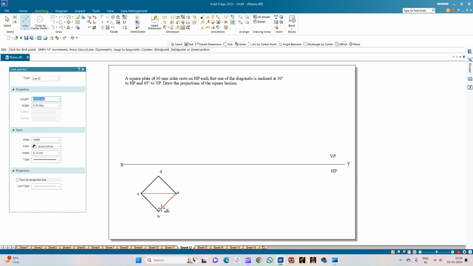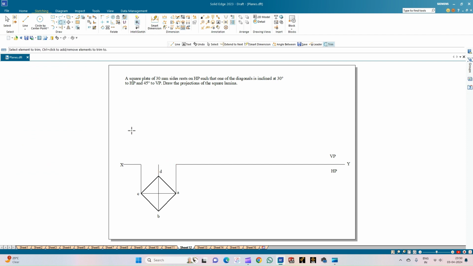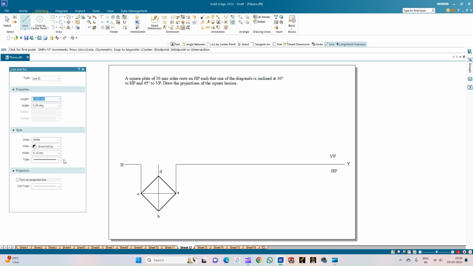This diagonal AC is inclined to the HP at an angle of 30 degrees and also to the VP at an angle of 45 degrees. Now let us draw the projections of this square lamina and get the front view. You can see that AC is the diagonal. Before we do this, let us trim this portion of the XY line and draw the front view of the square lamina using the thick line, from the end point of this to the end point of this and then to the end point of this.